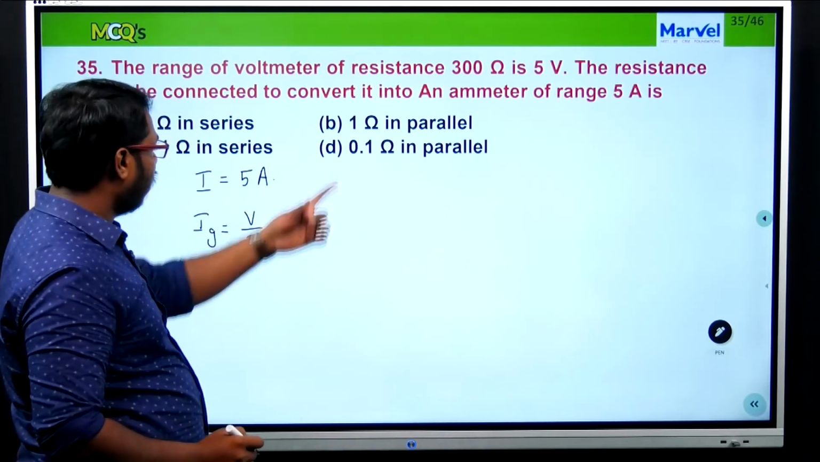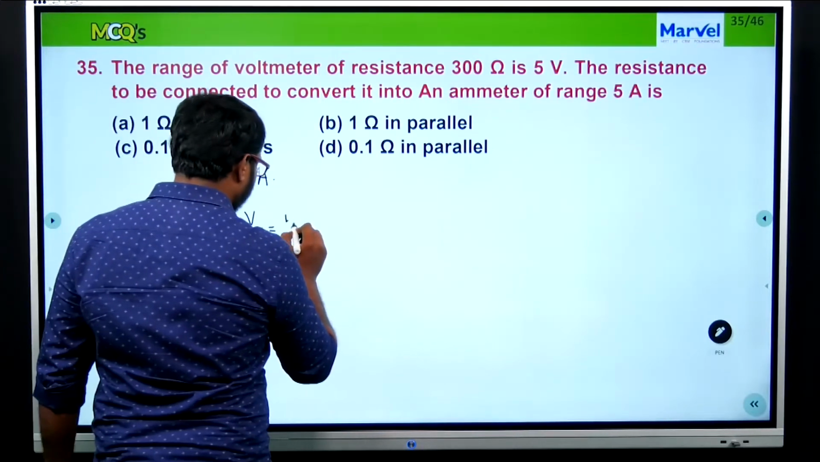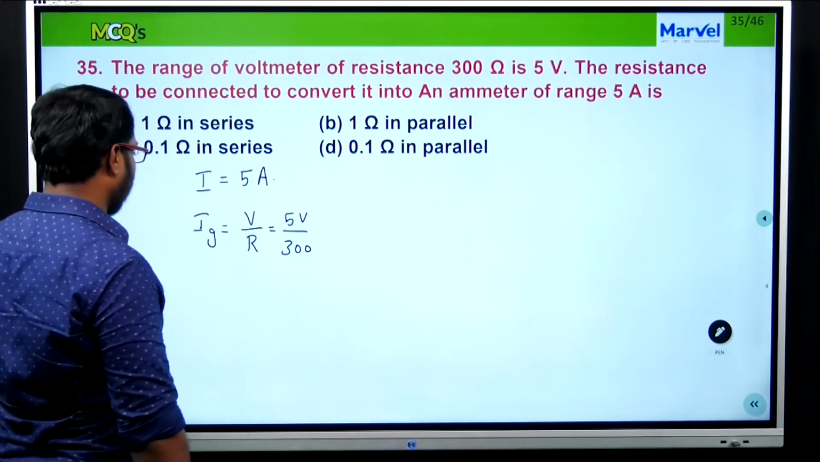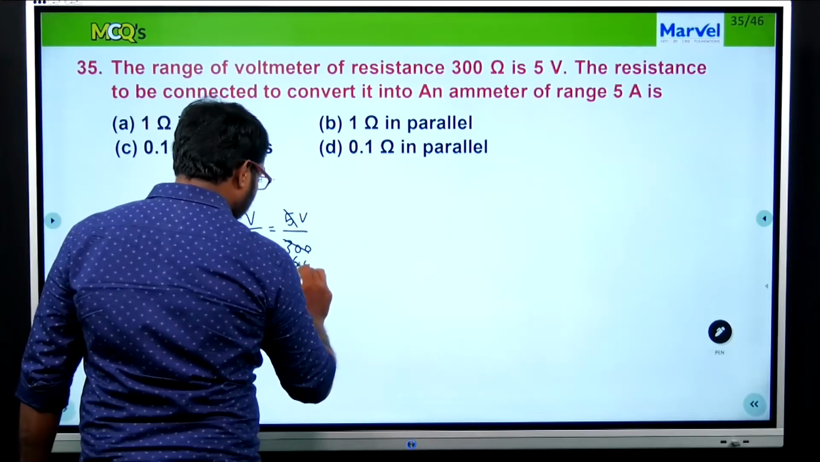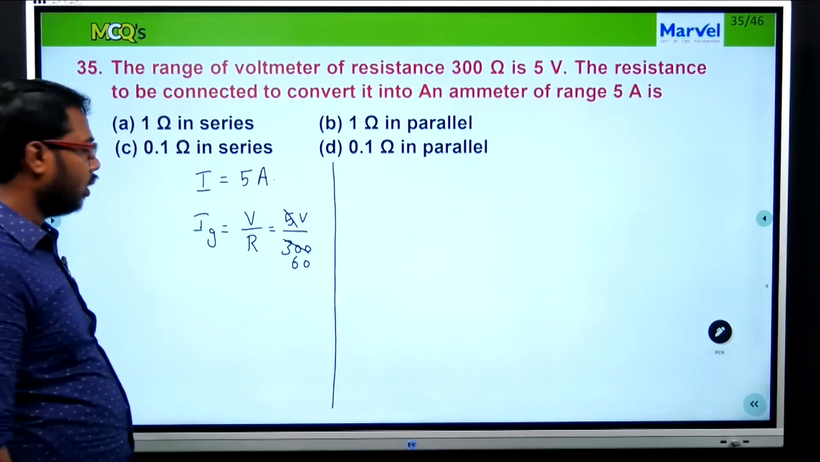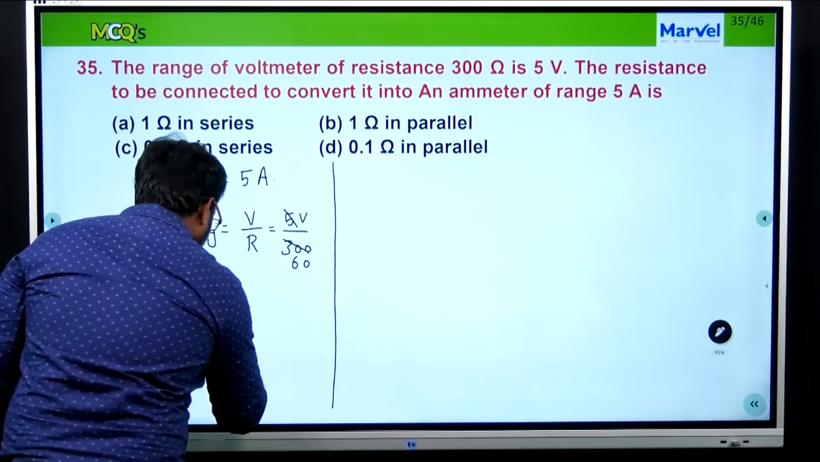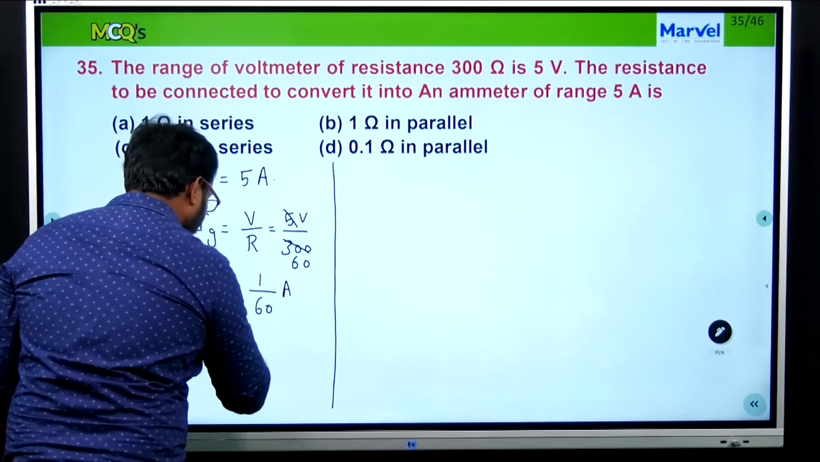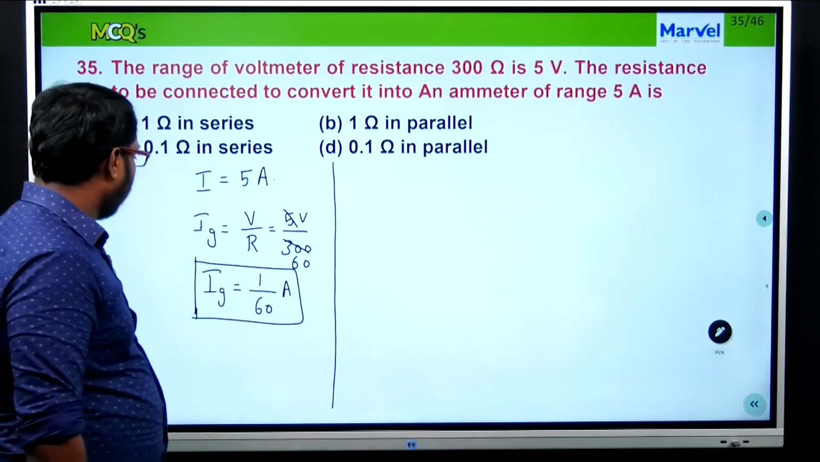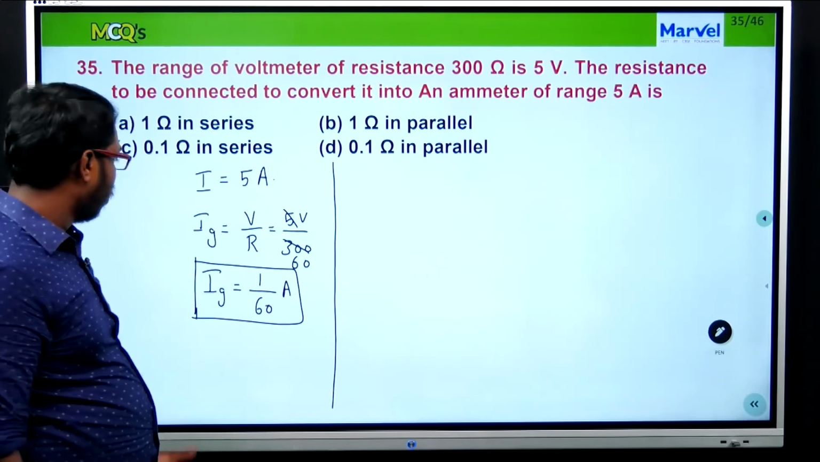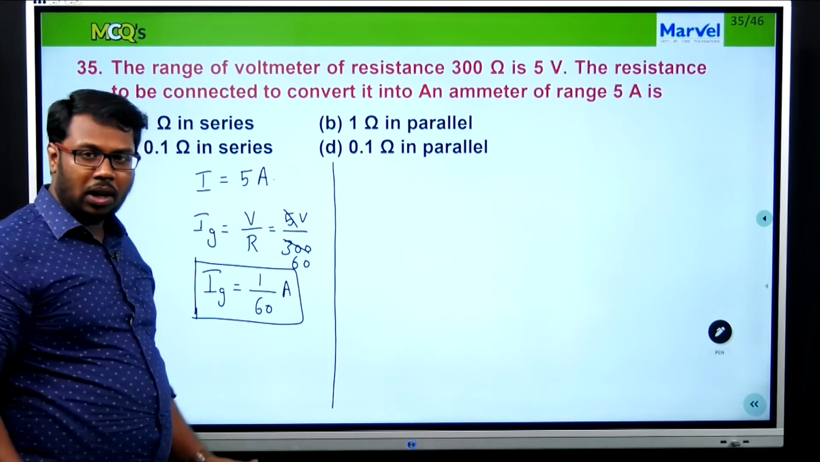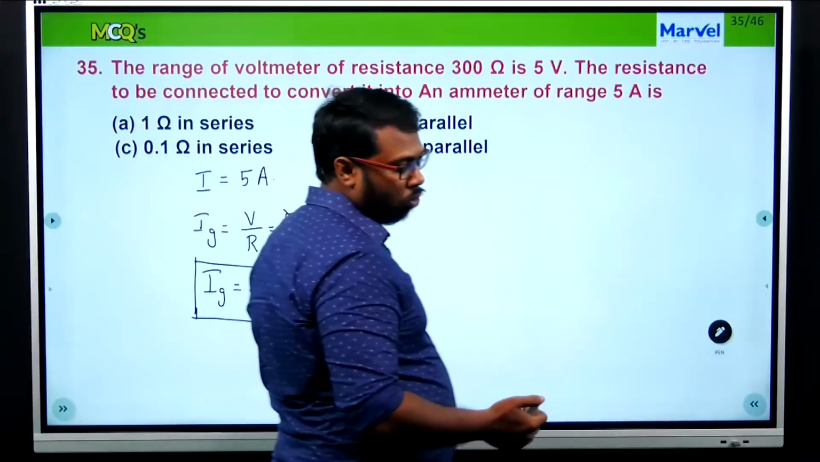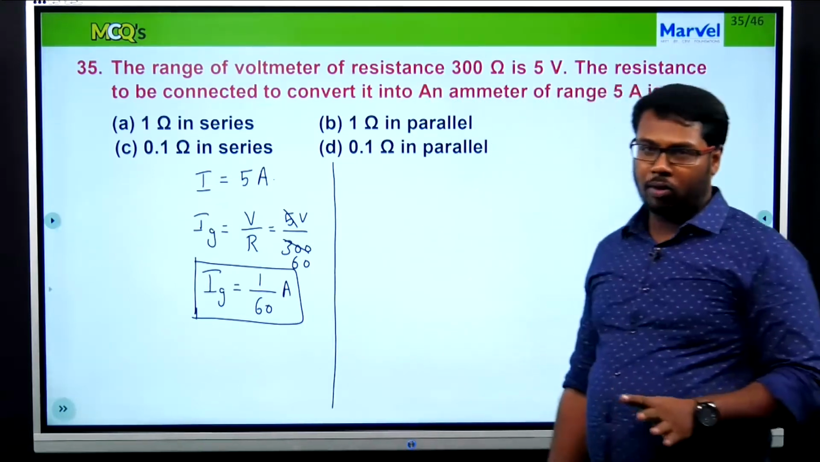Ig is the galvanometer current, which is nothing but V by R. What is V in here? V is nothing but 5 volt, and the resistance is 300 ohms, so 5 by 300, which is 1 by 60. Ig is equal to 1 by 60 amperes. So now all we have to do is go directly to the formula to find the shunt when a galvanometer is converted to an ammeter, and we have to do the rest.